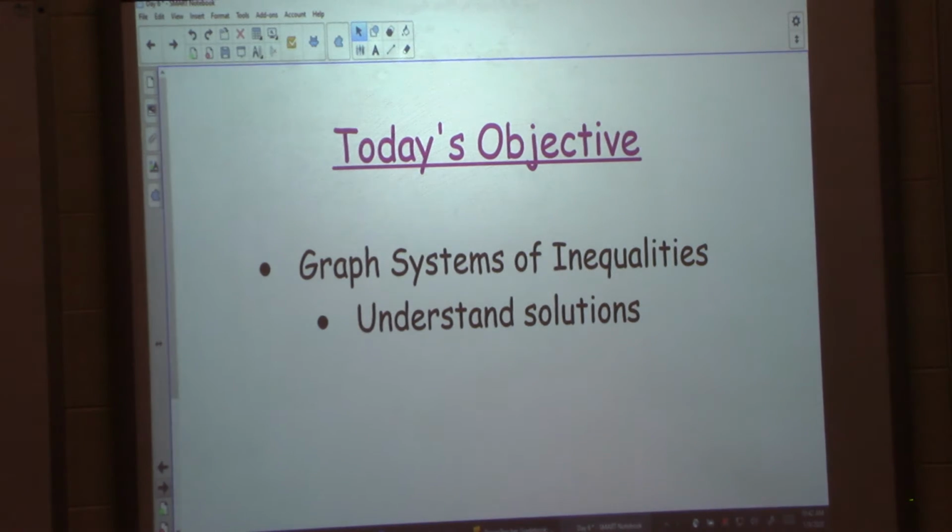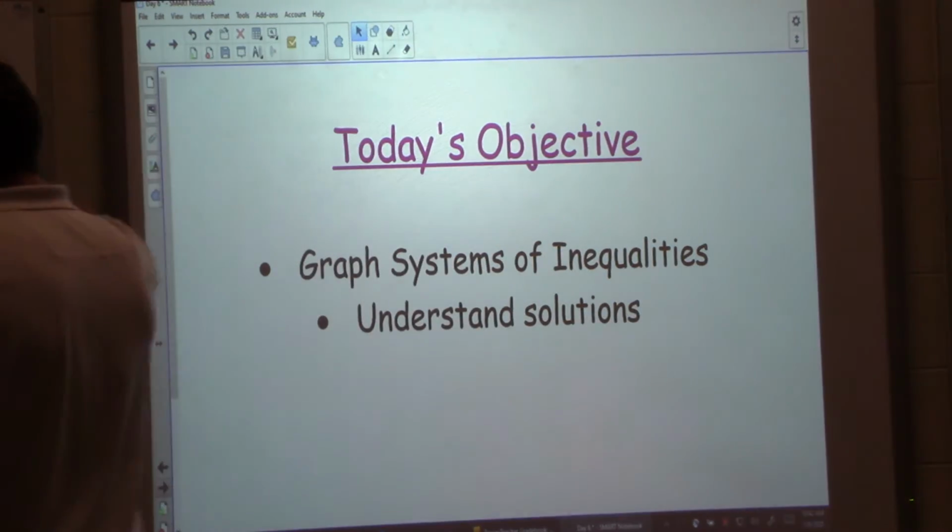Like I said, our last new notes for the semester. Today's objective, we're going to graph a system of inequalities, and we're going to understand what their solutions mean.